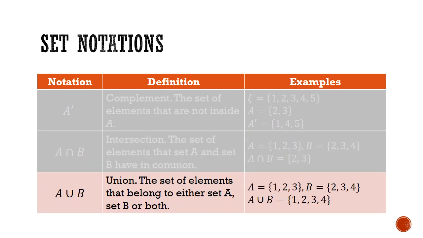The last operator is the union. When we take set A union set B, we get the set of elements that belong to either set A, set B, or both sets. So in the example, if set A contains 1, 2, and 3, and set B contains 2, 3, and 4, then A union B would be 1, 2, 3, and 4.